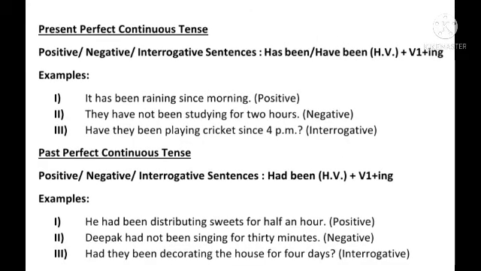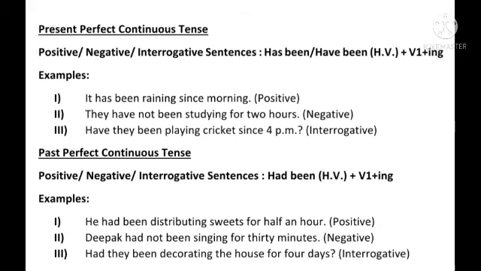In present perfect continuous tense, we use the helping verbs has been or have been plus the ing form of the main verb. When do we use has been? We use has been when the subjects are he, she, it and all the singular numbers, and we use have been when the subjects are I, we, you, they and all the plural numbers. For example, it has been raining since morning. And in the negative sentence, they have not been studying for 2 hours. Children, take care. Not should be placed between have and been.